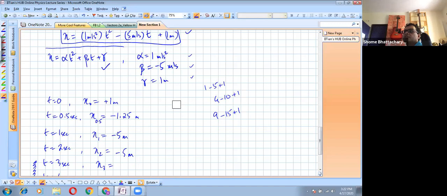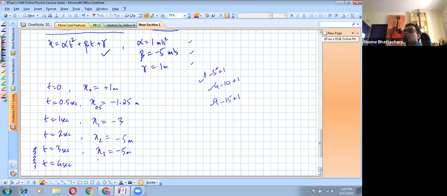Just a small correction. That at t equal to 1, it is how much? It is minus 3. That was 1 minus 5 plus 1. Then at t equal to 2 seconds, you can see it was minus 5. Then at t equal to 3 seconds, again it is how much? 10 minus 15, so that's minus 1.